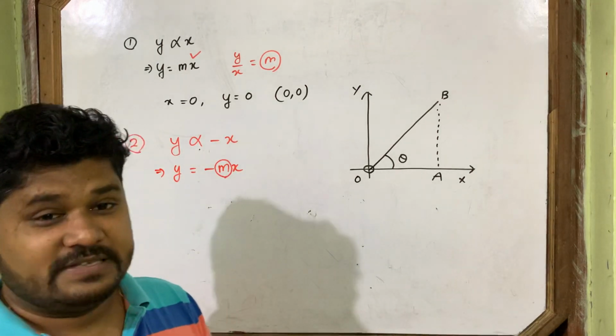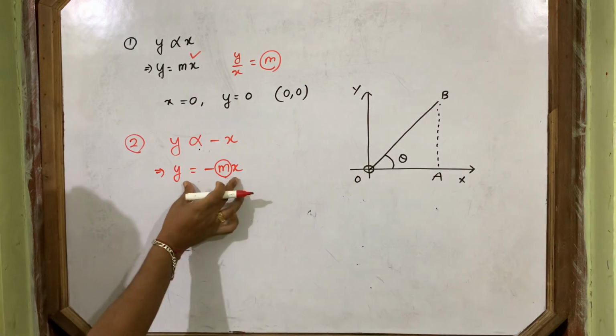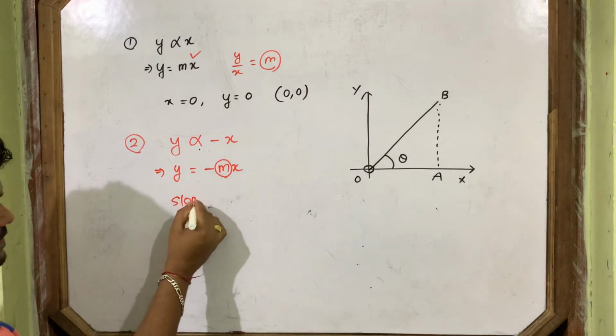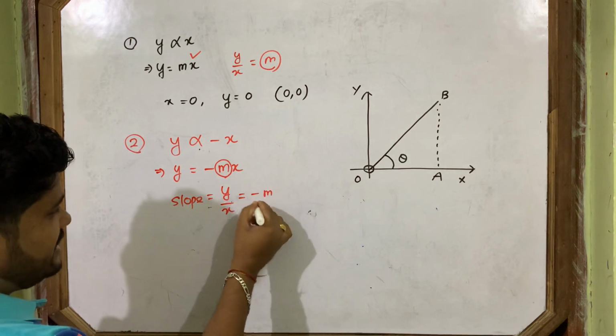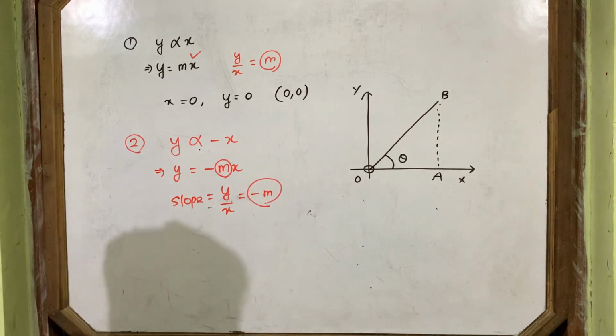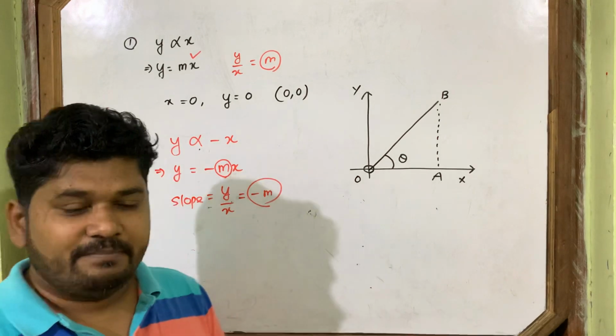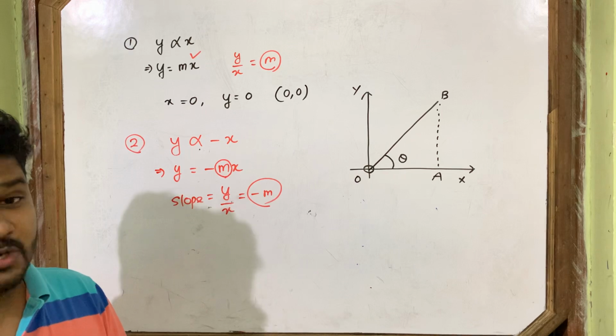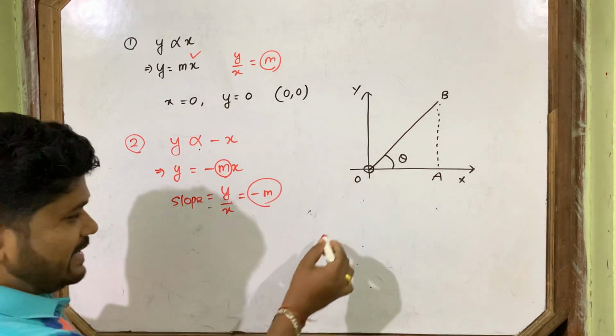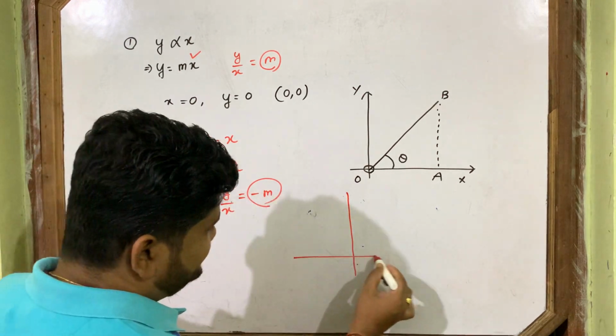Then how is the graph? You see what the slope is? Slope is equal to y by x, which is minus m. Minus m means slope is negative. So if negative slope, how will the graph be?